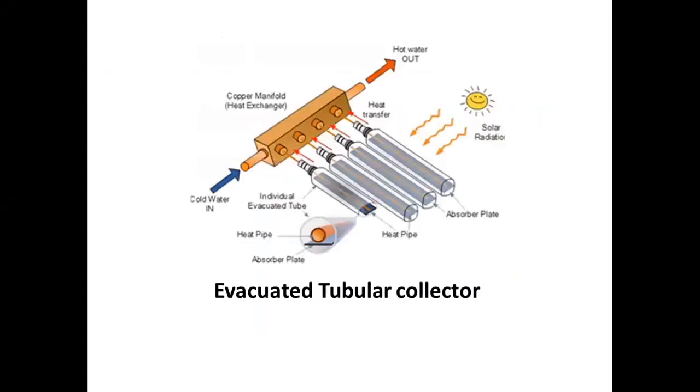There are three types in this type of collector. The first one is the evacuated tubular collector. Here, instead of the panels, tubes are connected. Vacuum means there is no air available here. Multiple tubes can be connected to the head, and here hot water, cold water we can insert, and the heat energy can be moved here, and hot water we can get from this place.